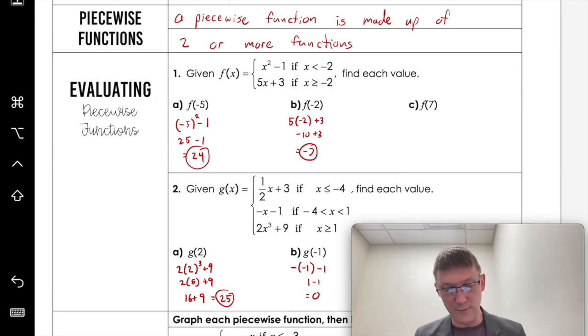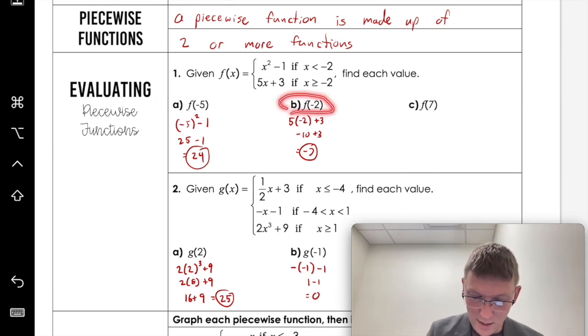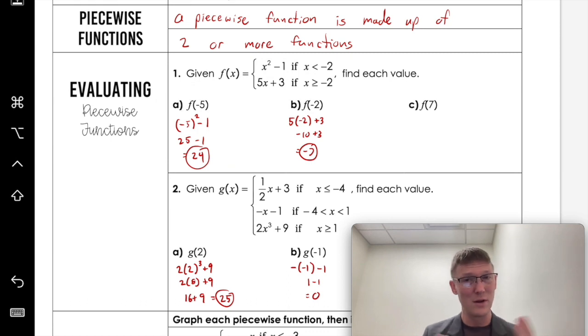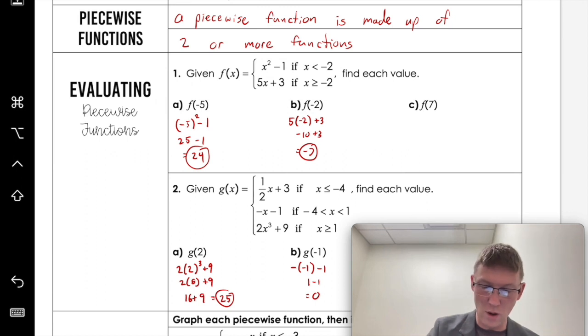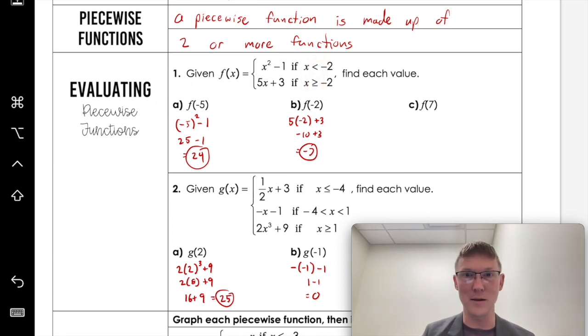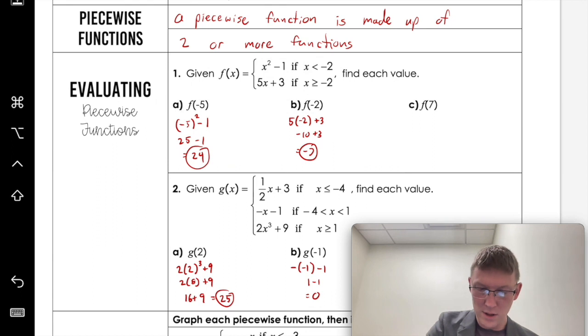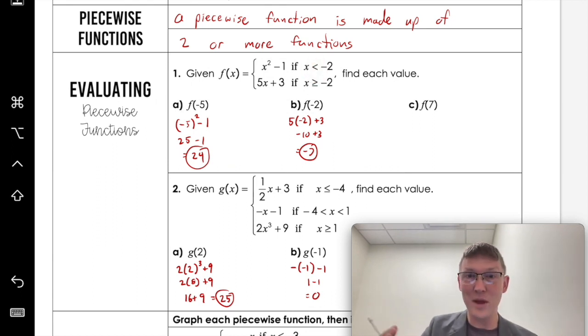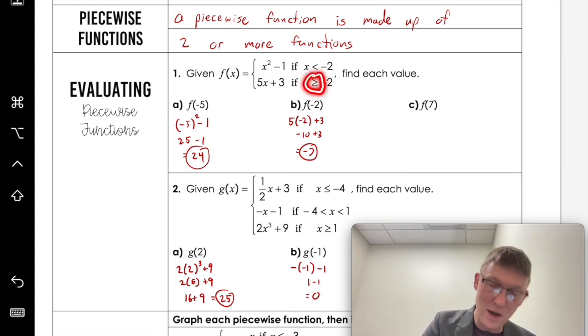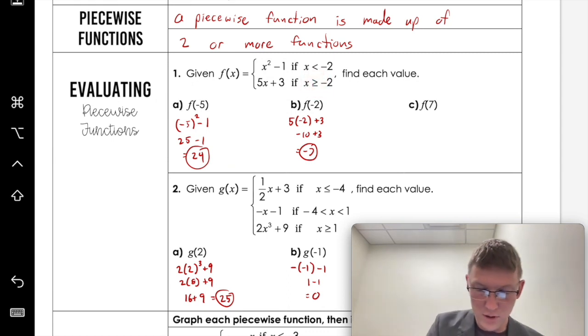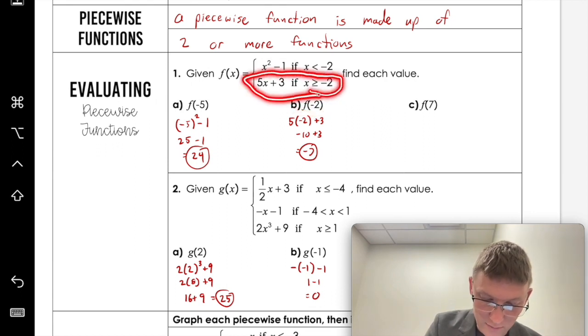So if we were to do a different example, we've got f of negative 2. So this one's kind of on the borderline. Now we need to really understand what these different symbols mean. So hopefully you remember this is less than. So it has to be less than, not equal to, but less than. This is greater than or equal to. So since this is x greater than or equal to negative 2, this is actually negative 2. So since it is equal to negative 2, we are going to use this function.